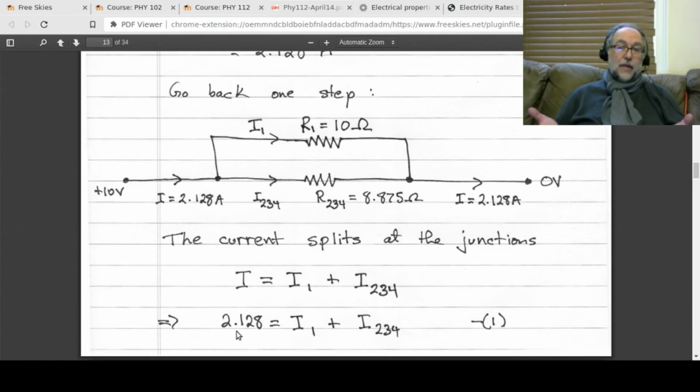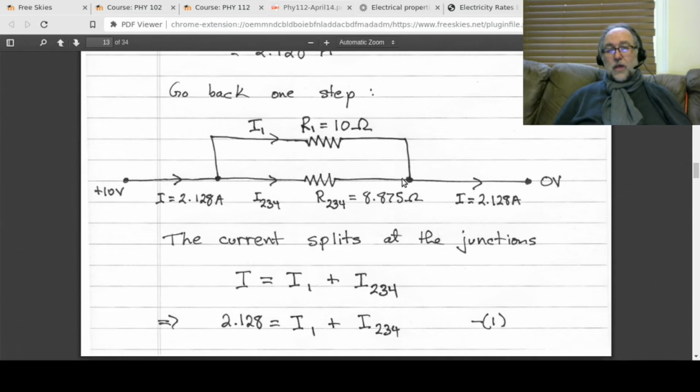Why? Well, because, like we've said numerous times now, the current just can't appear or disappear out of nowhere. So if it's splitting, whatever goes in has to equal what's coming out. What's going in? 2.128 amps are going in, and that's being split between I1 and I234. We're actually not even going to use this equation. You could, but we're going to use it as a check. You'll see how that works out later.